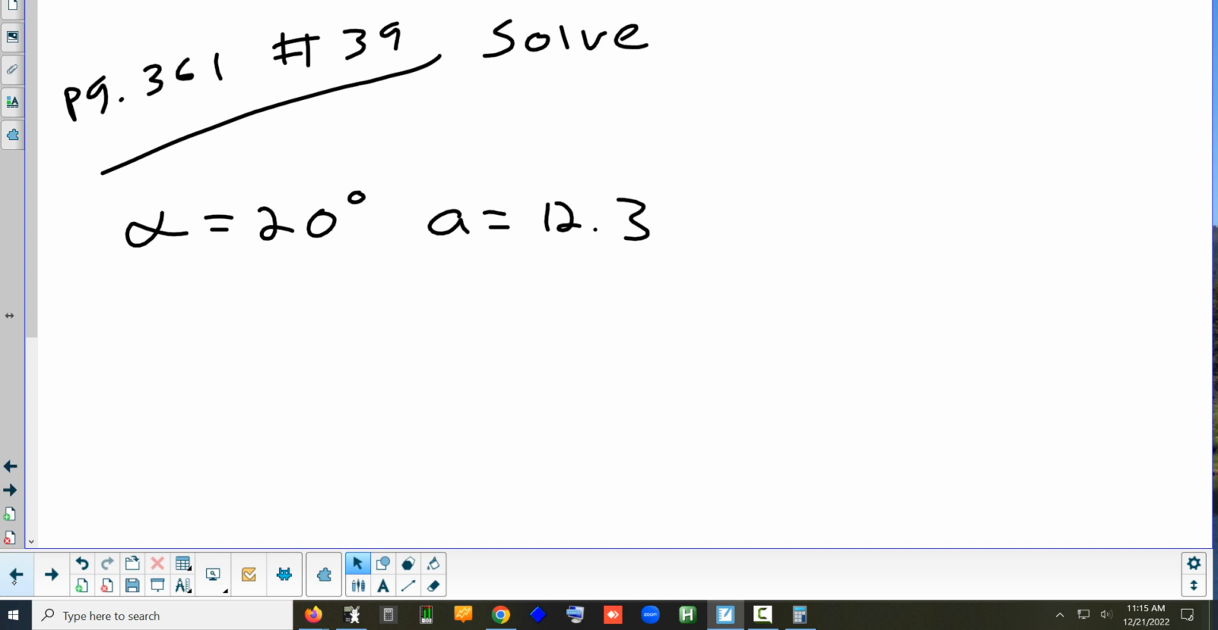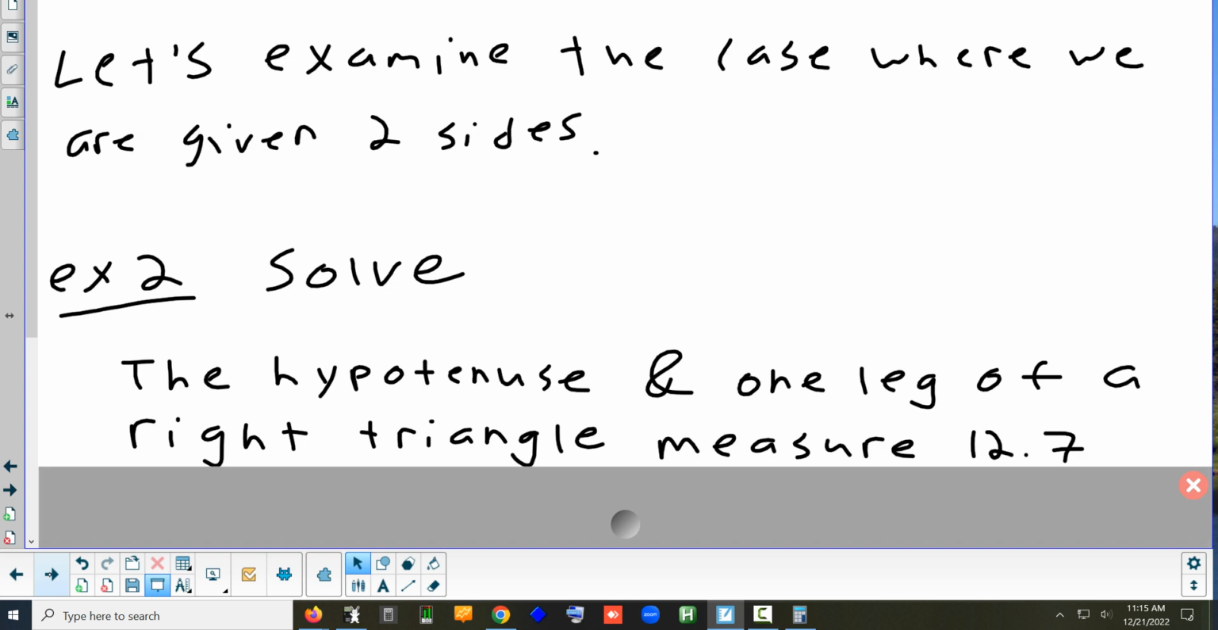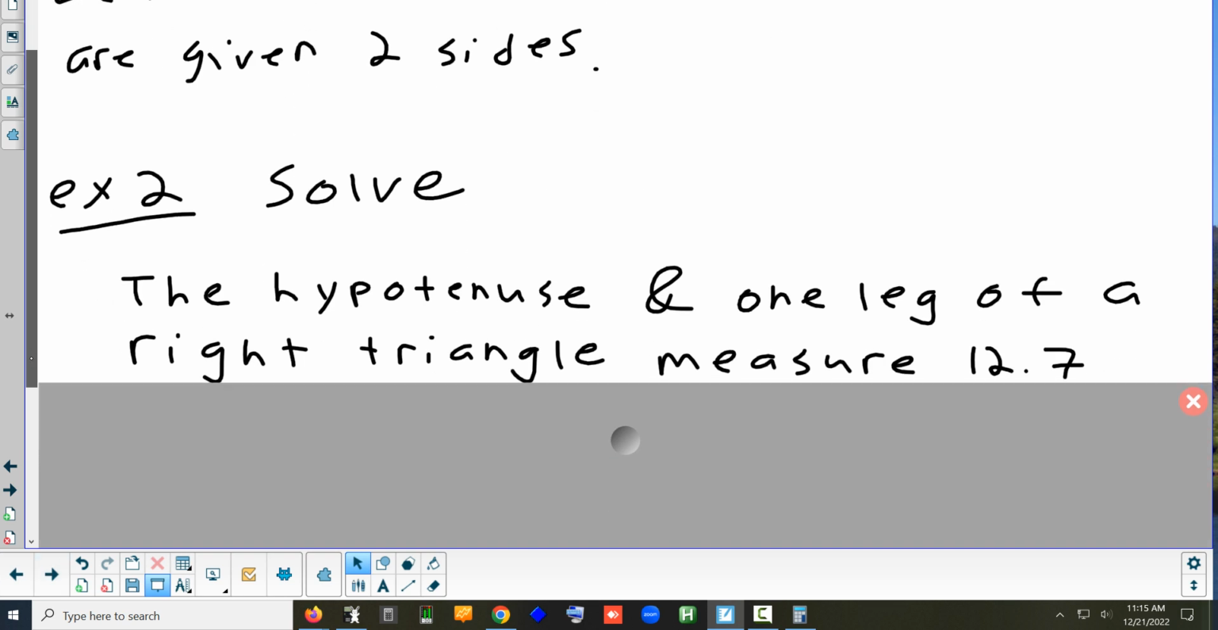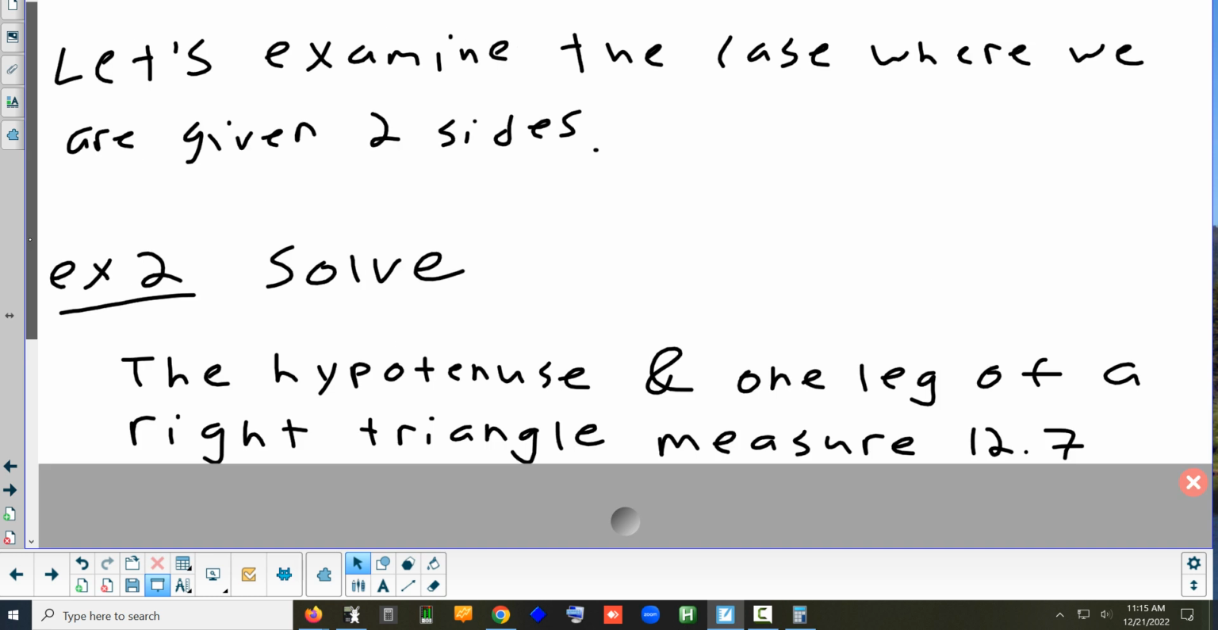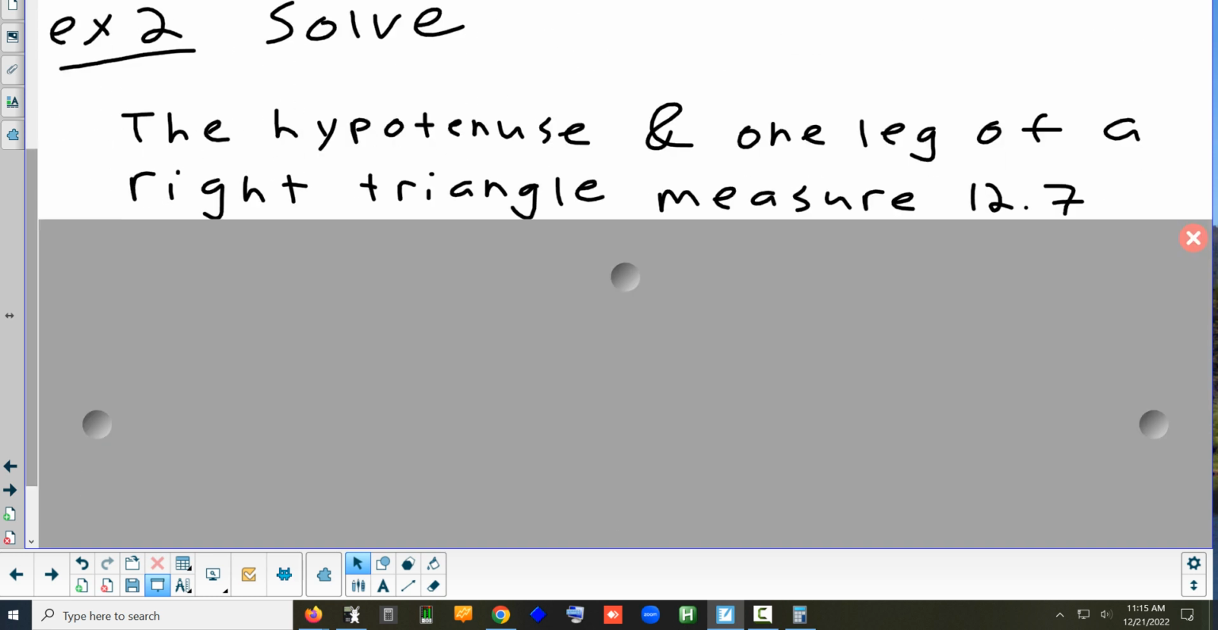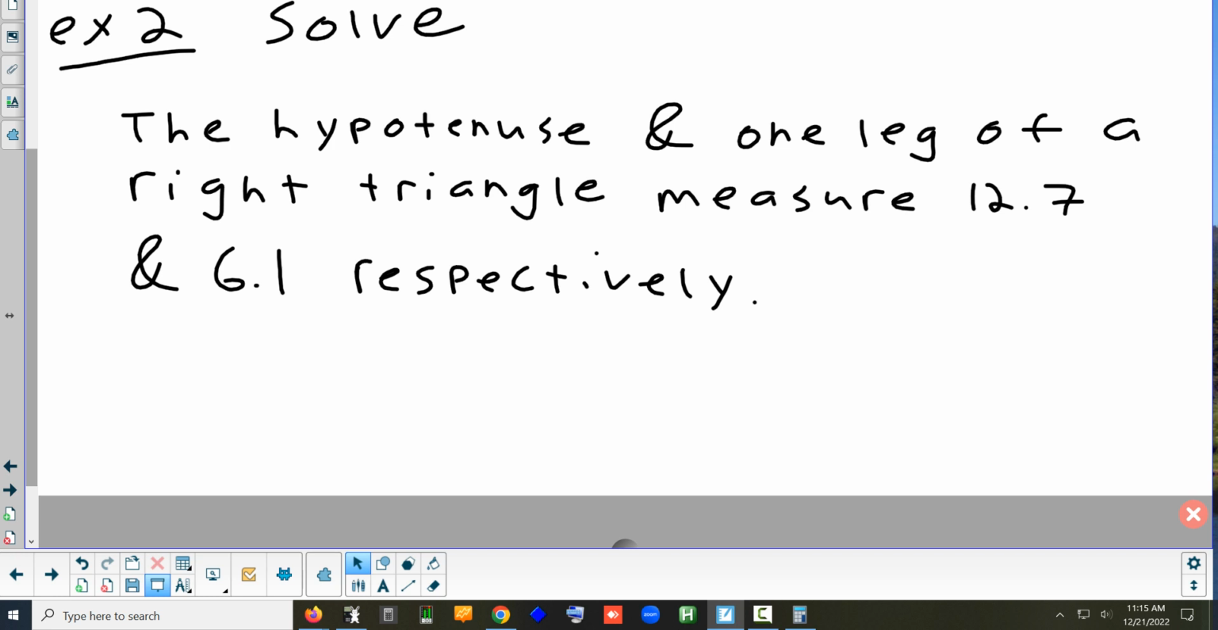So this is another one where they give you an angle and a side. Anyone have a question on that type? Okay. The 2 side type is different. So let's look at that. We're looking at the case where you're given 2 sides. It says the hypotenuse and a leg are 12.7 and 6.1. And the directions are to solve the triangle.